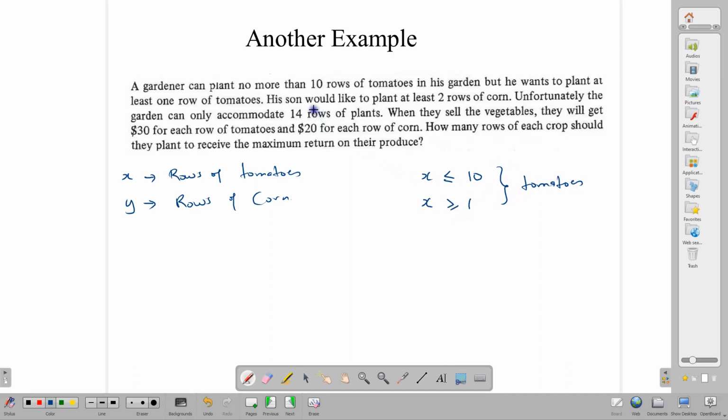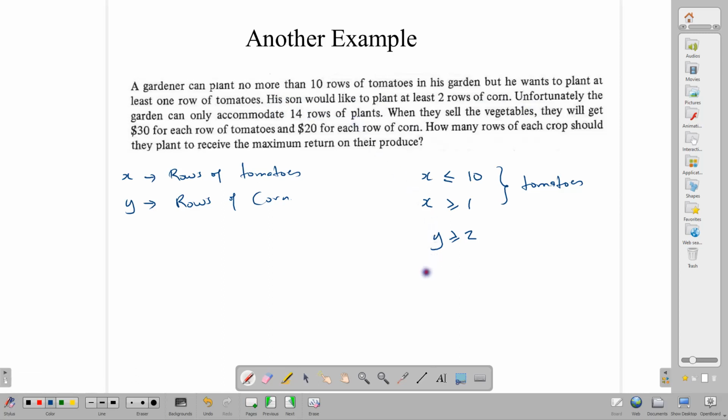All right. His son would like to plant at least 2 rows of corn. So corn, that would be Y. Y would have to be greater than or equal to 2 because his son wants to plant at least 2 rows of corn. Unfortunately, the garden can only hold 14 rows of plants.